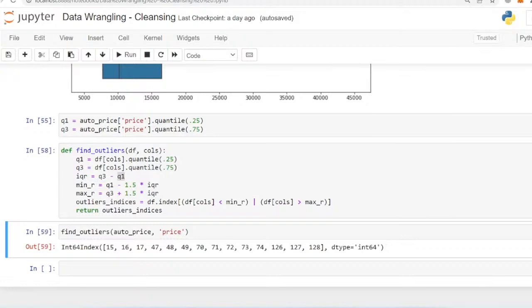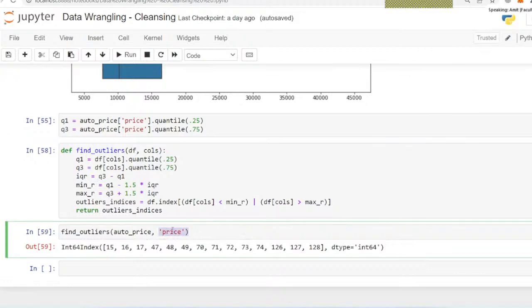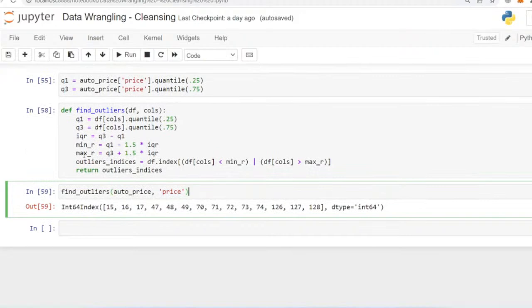You can also pass a list of numerical columns as well, yes. But along with that, you have to make sure that you iterate it one by one, because the function works for one column at a time.